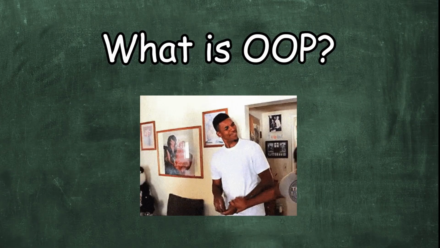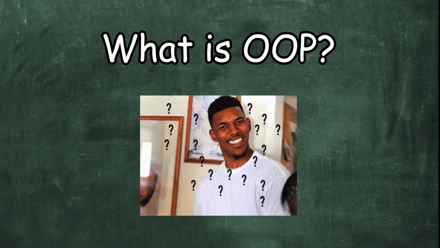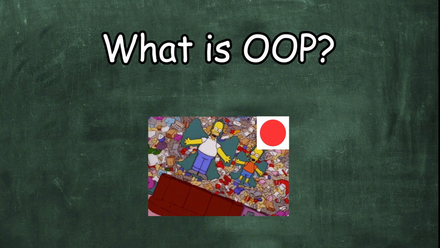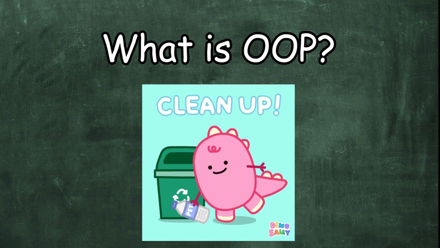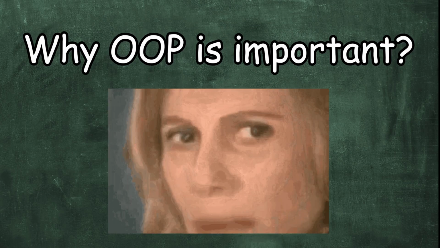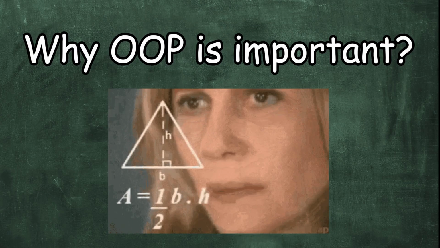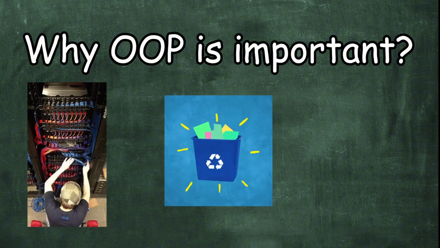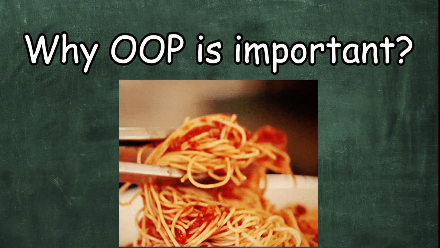Object-oriented programming, or OOP, is basically coding with objects. Instead of throwing data and functions everywhere, you put them inside objects, like neat little containers. Why is this important? Because it makes your code way easier to manage, reuse, and maintain. No more spaghetti mess.